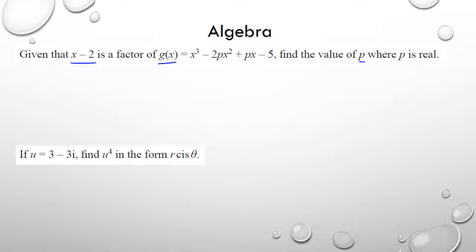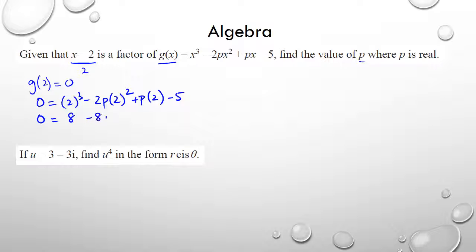Because we have x minus 2 as a factor, we could use 2. So in other words, g of 2 should equal 0. So substituting everything into the equation, we're going to get 0 equals 2 cubed minus 2p times 2 squared plus p times 2 minus 5. Simplifying this, 2 cubed is 8, minus 2 multiplied by 4 is minus 8p, plus p times 2 is 2p, minus 5.